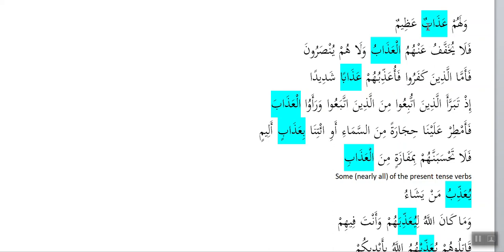So here it's the predicate. Here it's what we call na'ibul fa'il. Fa'il, it's a substitute for the subject or the doer of the action. Here it's the object of the verb. Here it's the object of the verb. Here it is because of the preposition. Here it's because of the preposition.